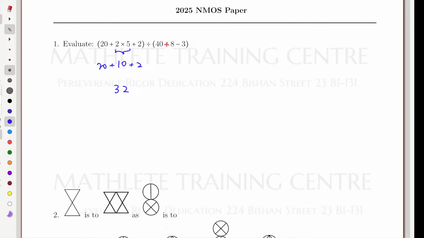So then what we have is 40 divided by 8 is 5. Right. 5 minus 3 is equal to 2. So actually what we are doing is 32 divided by 2, which is equal to 16 in the end.